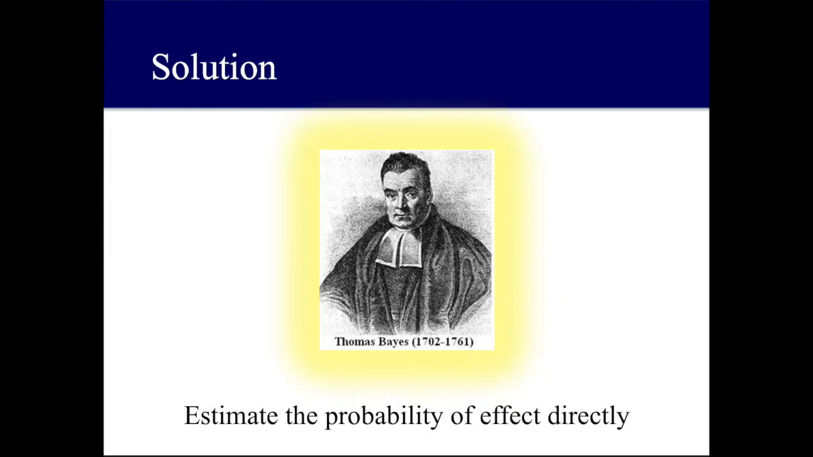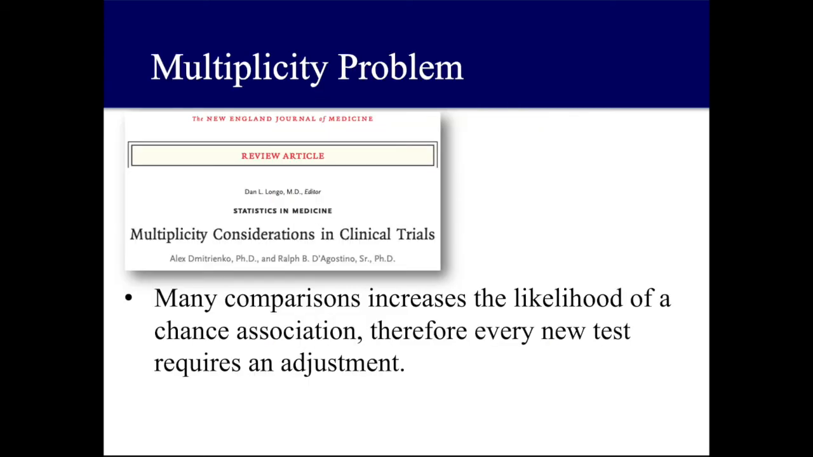With Bayesian analysis, you simply estimate the probability of effect directly. Therefore, you don't need a threshold or to have arguments about what threshold is appropriate. We talked about how the ECMO trial was underpowered, likely because they did a multiplicity adjustment. Multiplicity adjustments are needed because in a frequentist paradigm, when you're doing many comparisons, it increases the chance that you're going to have a chance association.